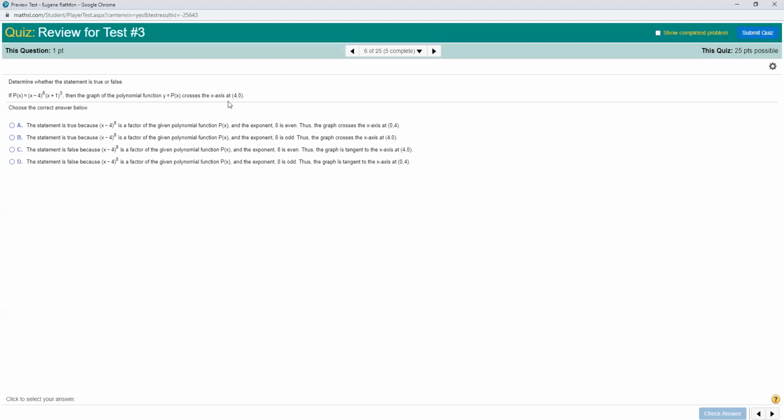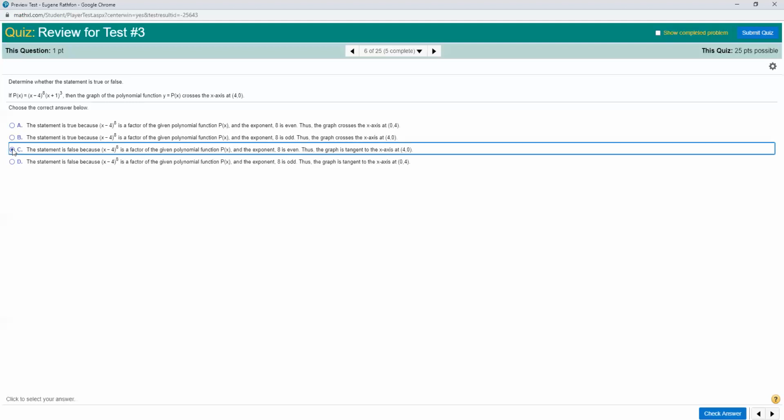So this one says it crosses at 4, 0. Well, remember, we just said if it was even, it was tangent at that point. So this would definitely be false because it doesn't cross, it's tangent. So now look down here, you got to find the right reason. It's false because x minus 4 to the 8th is a factor and the exponent 8 is even. So it's tangent, which is true. And notice down here they're saying, hey, the exponent 8 is odd. Well, 8 is not an odd number, so we definitely got to pick C for that.